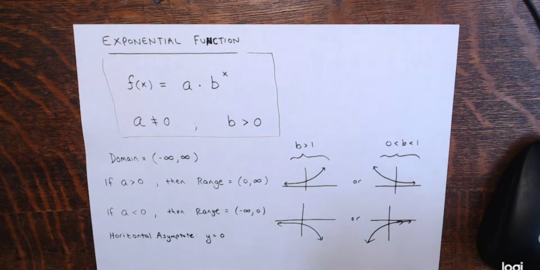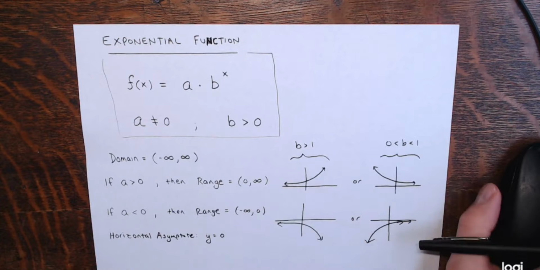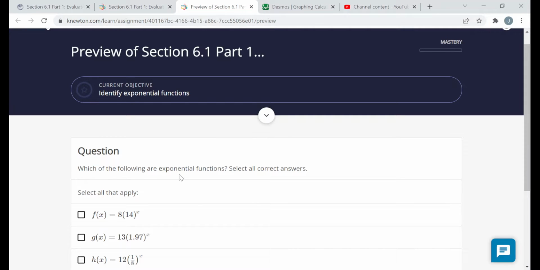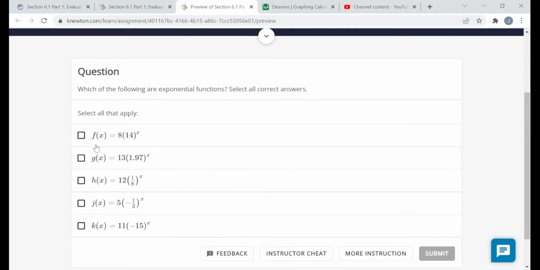Okay. So back in the question, they're asking: which of the following are exponential functions? Select all correct answers. So there might be more than one. You see here f of x equals 8 times 14 to the x power. That's a times b to the x, where a is not 0, it's 8, and the base on that power of x is positive. That satisfies the definition that I just wrote up for you. So this is an exponential function.